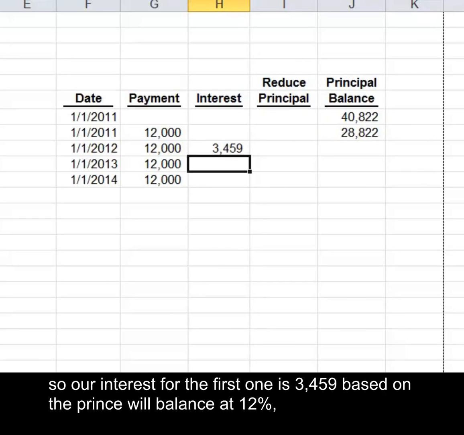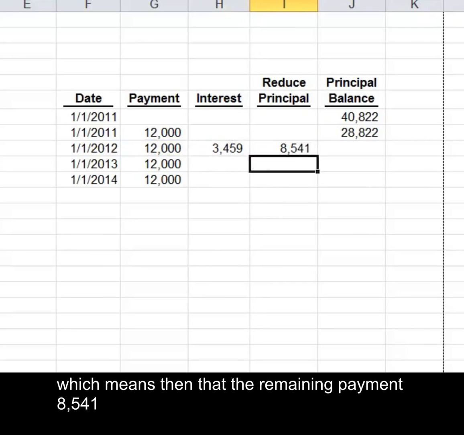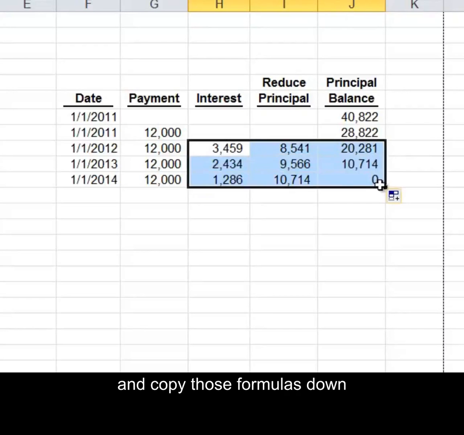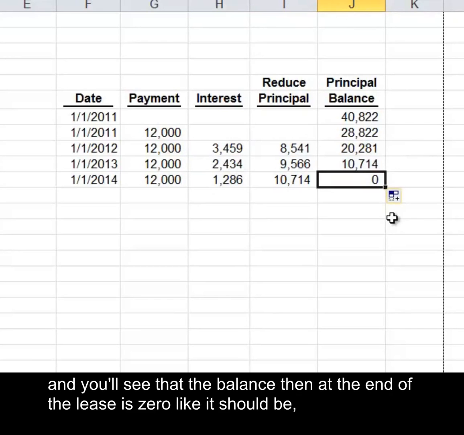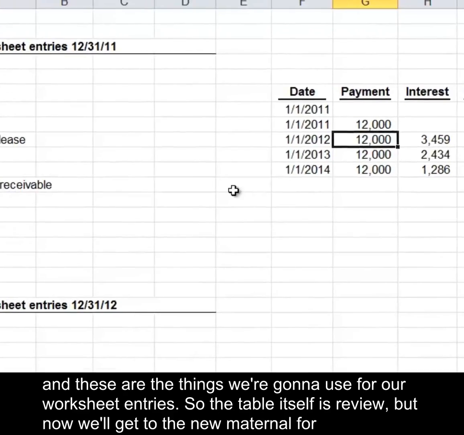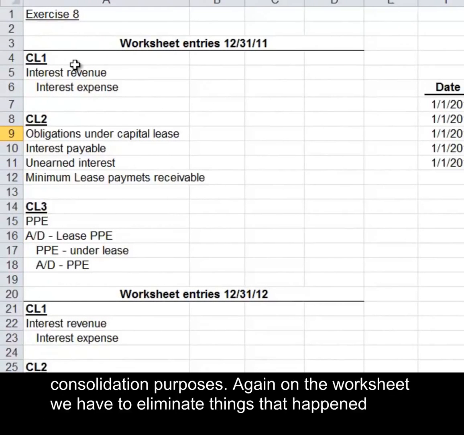So our interest for the first one is $34.59 based on the principal balance at 12%, which means the remaining payment, $85.41, is principal, and our remaining principal balance is $20,281. This, as I said, should be review of intermediate. We're going to copy those formulas down, and you'll see that the balance at the end of the lease is 0, like it should be. And these are the things we're going to use for our worksheet entries. So the table itself is review, but now we'll get to the new material for consolidation purposes.